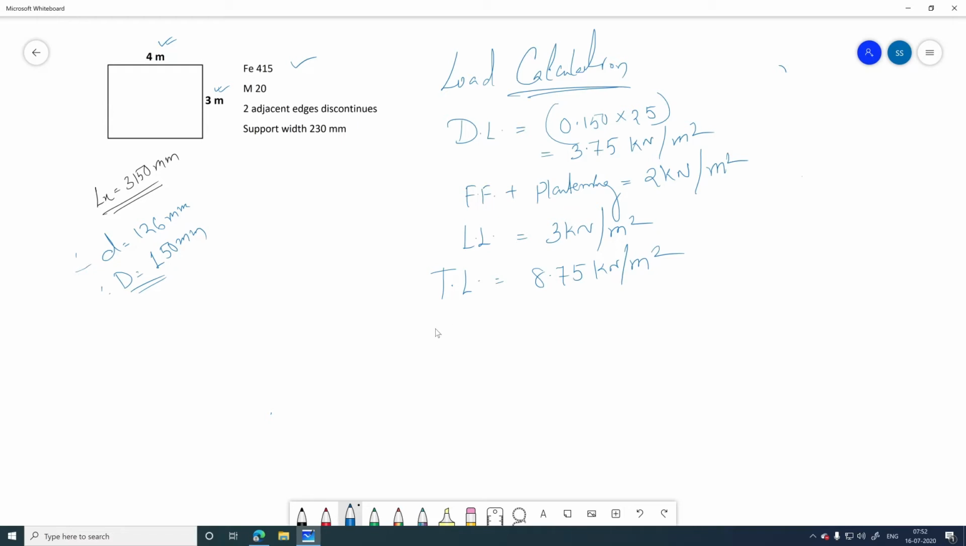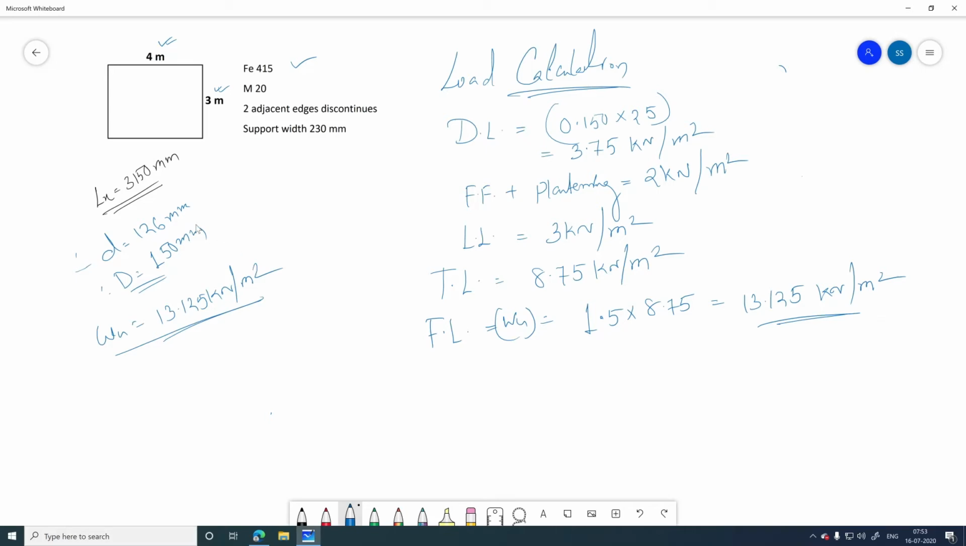And now we need to convert it into the factored load, right? The factored load, or you can say the Wu, the ultimate load, is 1.5 times the total load. This is the partial safety factor, which you already know in case of limit state design. So 1.5 times 8.75, the value that we get ultimately is 13.125 kilonewton per meter square. This is the ultimate value that we need to consider at the time of moment calculation, right? So Wu equals 13.125 kilonewton per meter square, because in slab design we consider per meter square.